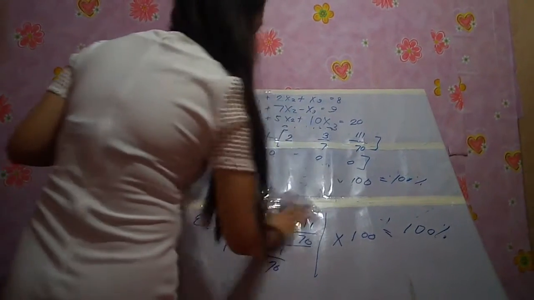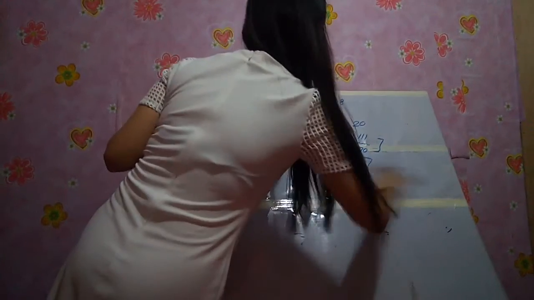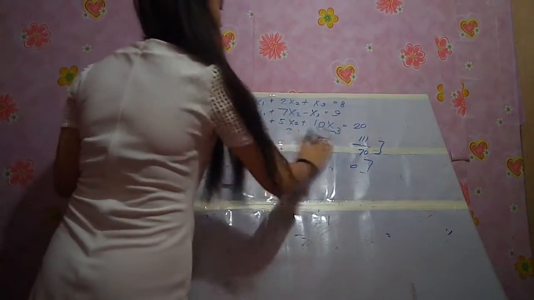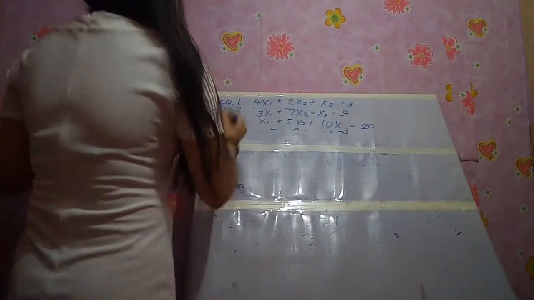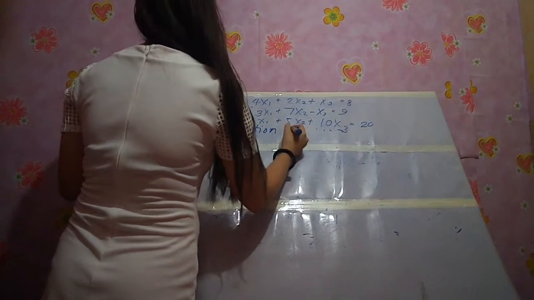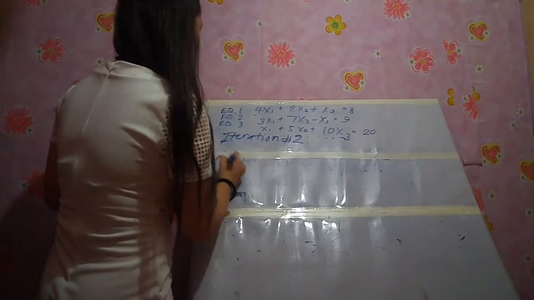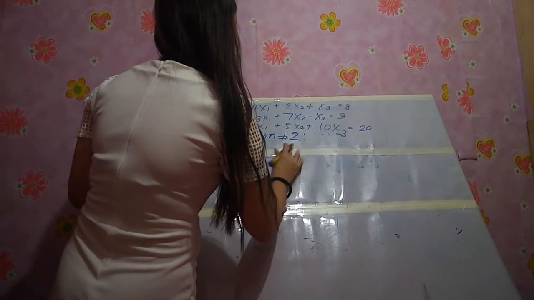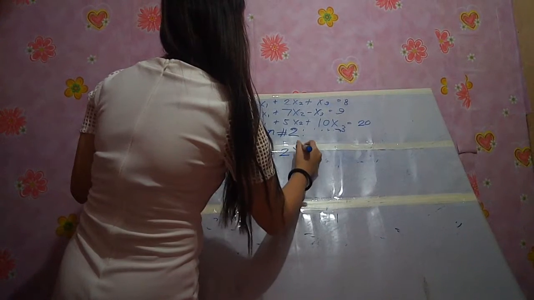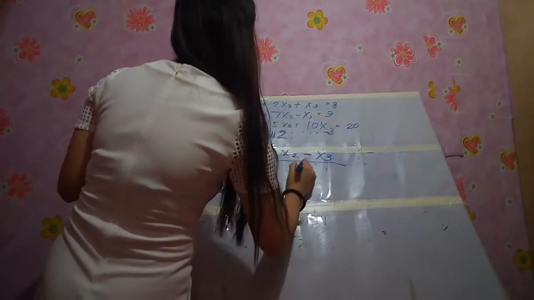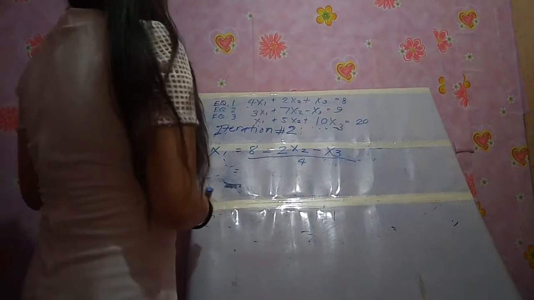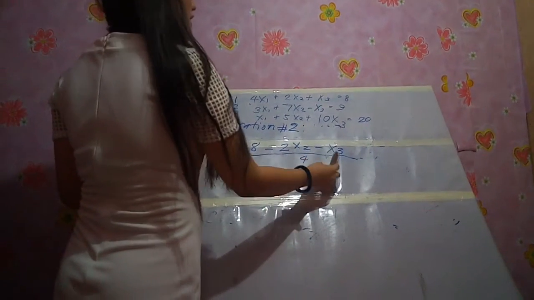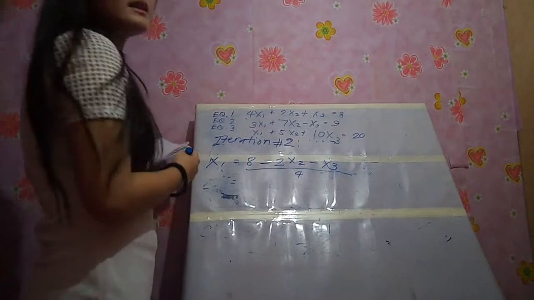After getting these relative approximation values of the equations 1 to 3, we can now proceed to the next iteration. For our iteration number 2, we'll just do what we have done on iteration number 1, which will be x1 is equal to 8 minus 2x2 minus x3 all over 4. But in this iteration number 2, we will substitute the values of x1 to x3 using our present values we've obtained in iteration number 1.